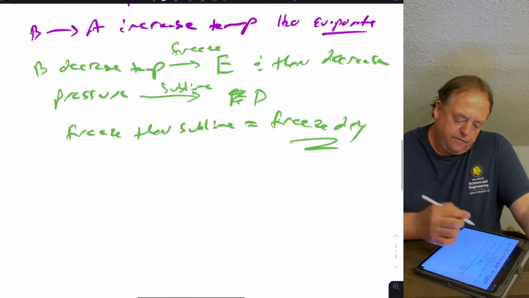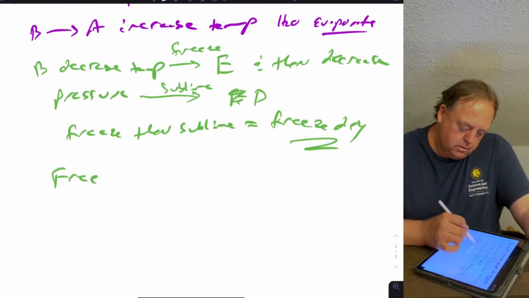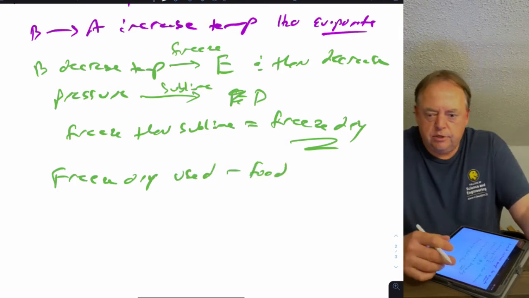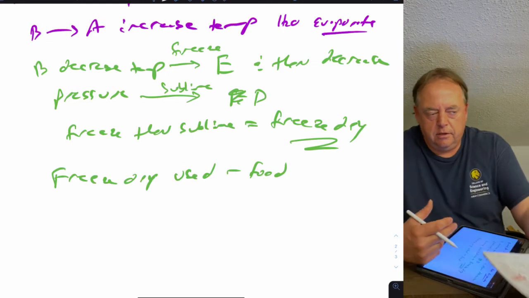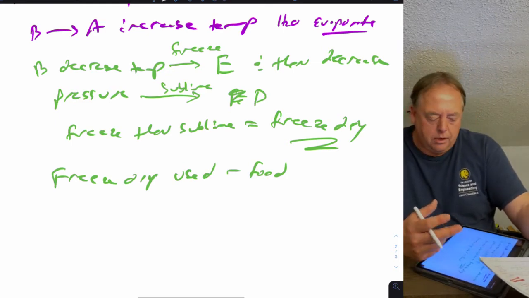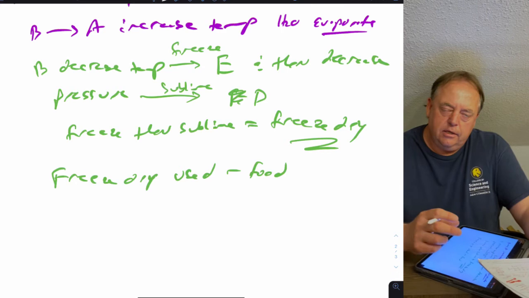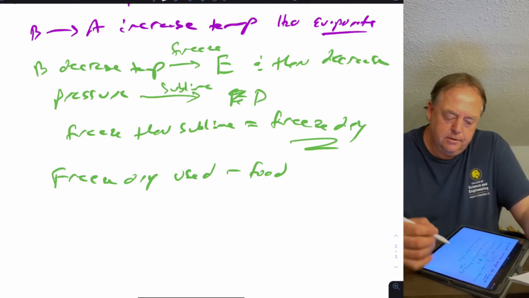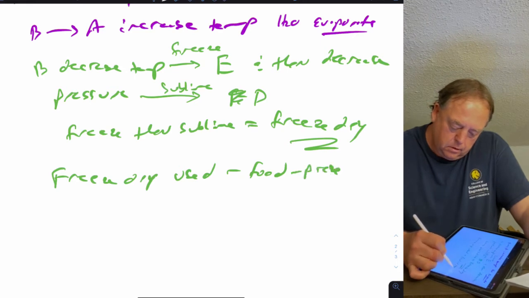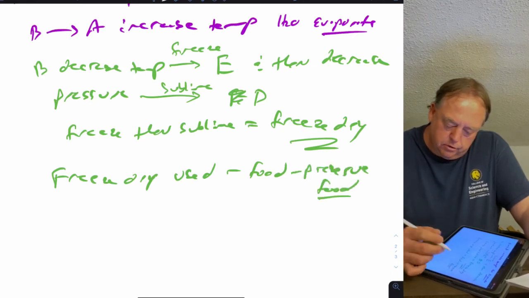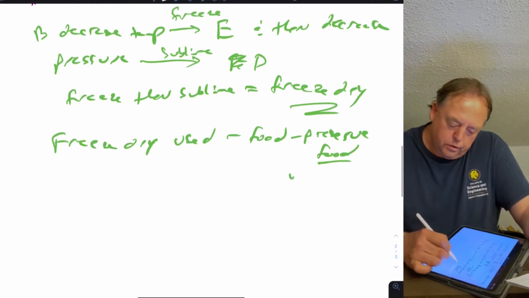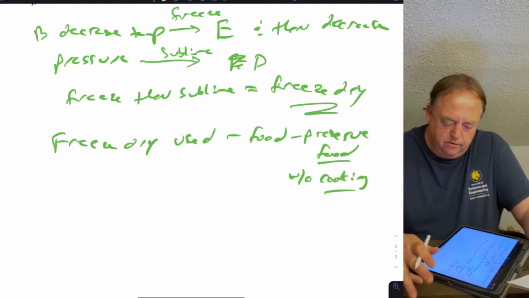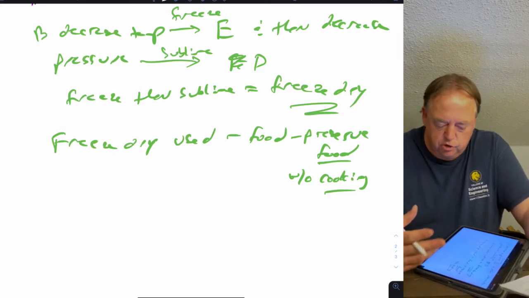So where do you find freeze dry used? Well, one place it's used is in food. So if you freeze the food and then drop the pressure, you can take the water and go directly from the solid ice to the gas phase, and then you pump it off with a vacuum. And so what will be the purpose of that? So you could preserve food better that way without cooking it. Because if you heat it, of course, you're going to cook the food. So if you freeze it and then sublime the water off, you freeze dry it.